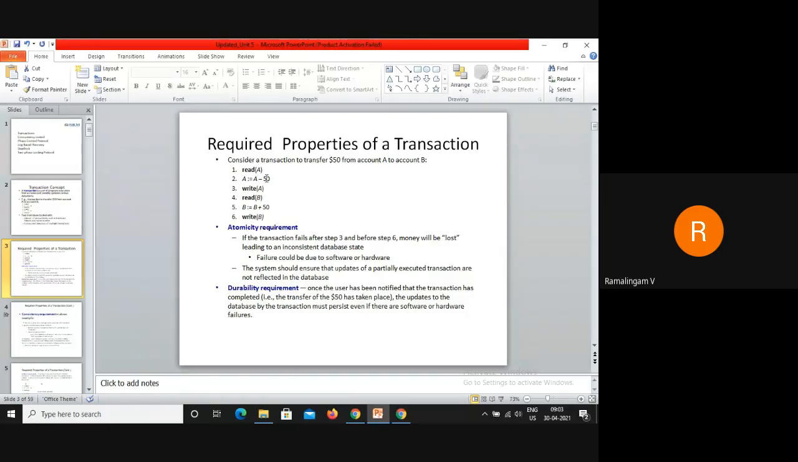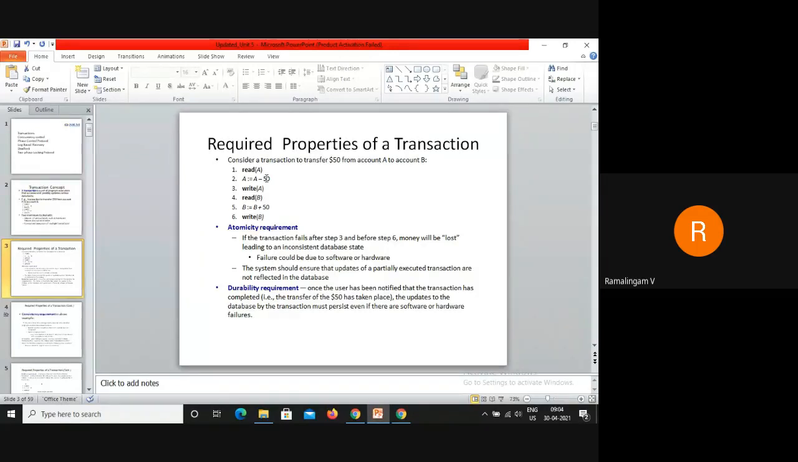The second one is consistency. Consistency is nothing but that only valid data is stored, only valid data is saved. So both before the transaction and after the transaction, the data should be in a consistent state. So only valid data is saved.